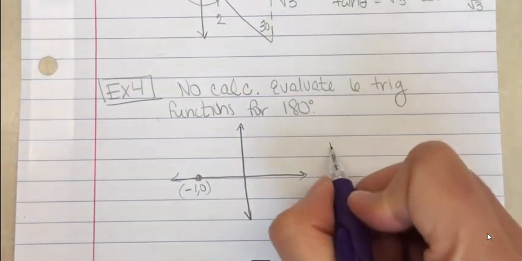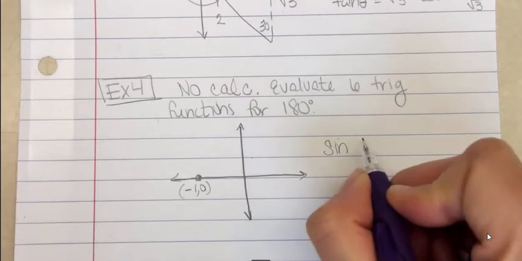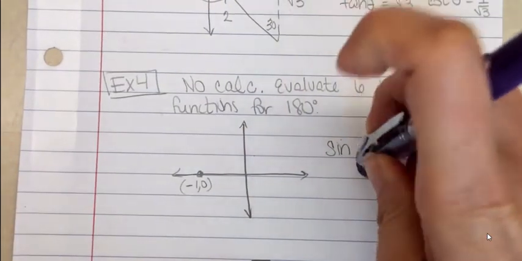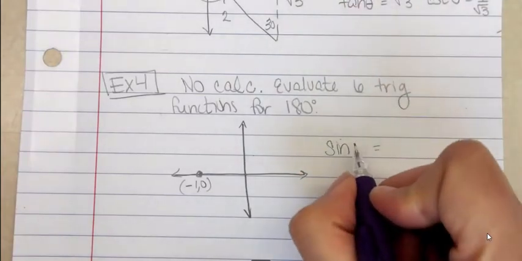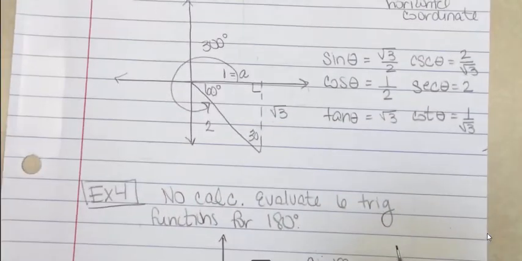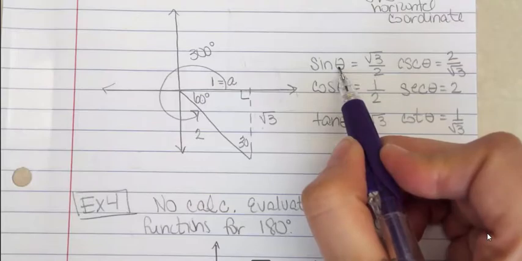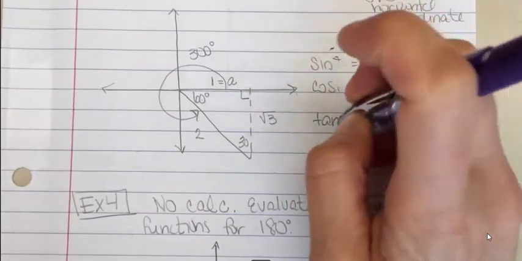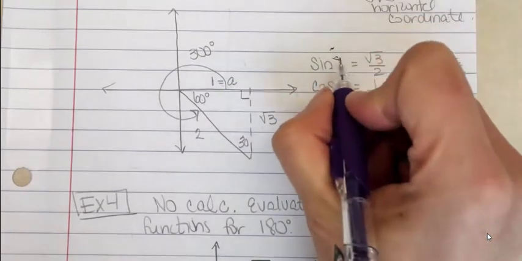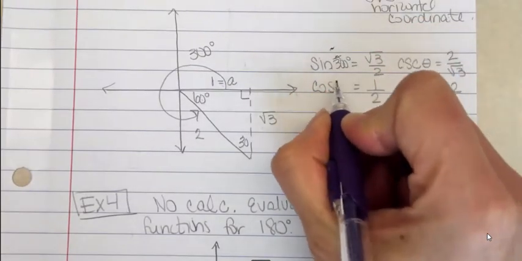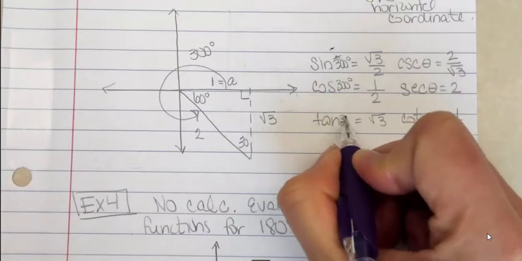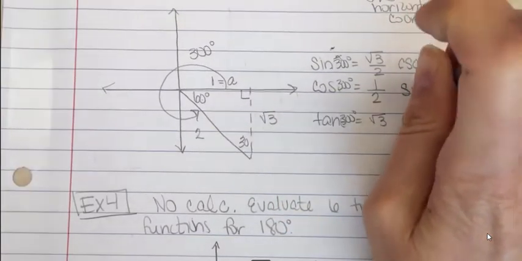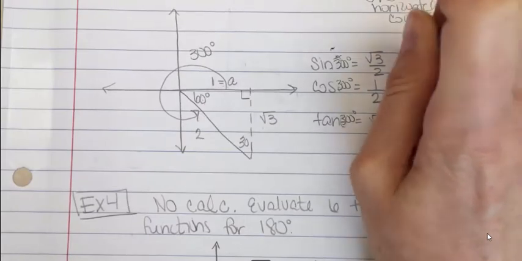All right, so starting with sine of theta, or sine of 180 degrees would probably be a better way that I could write this. And I could have done that up here too. I should have done sine of 300 degrees. So let me go back and fix that. When you know the actual angle, you should put it in.